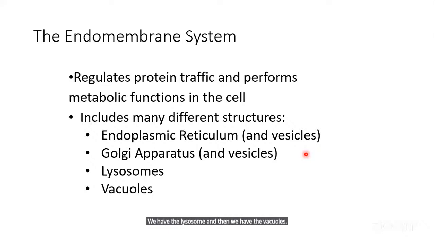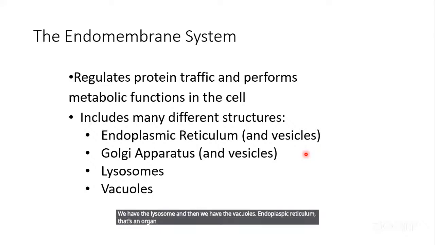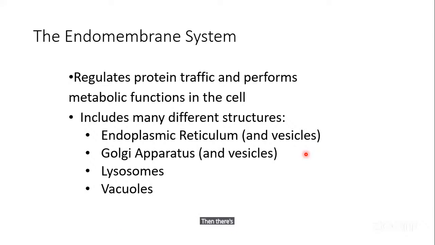The endoplasmic reticulum is an organelle. There are two types of endoplasmic reticulum. You have the smooth endoplasmic reticulum and the rough endoplasmic reticulum. Then there's the Golgi apparatus or Golgi body. Then there are the lysosomes, the vesicles, and then there is the vacuole.